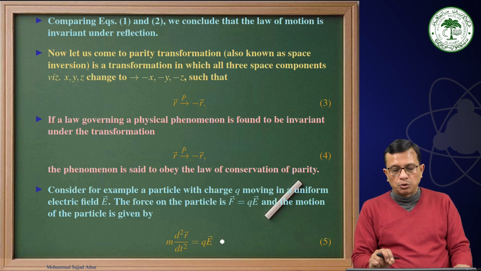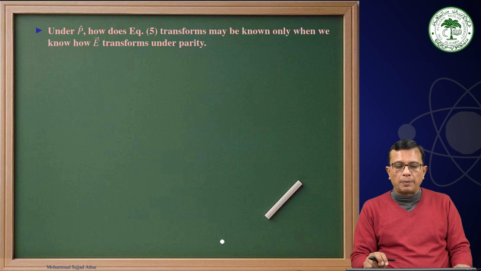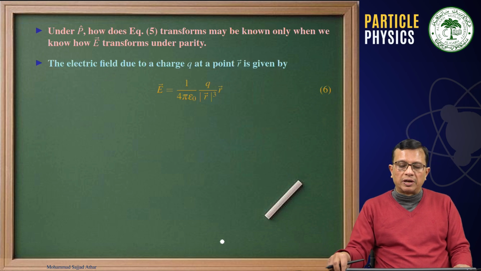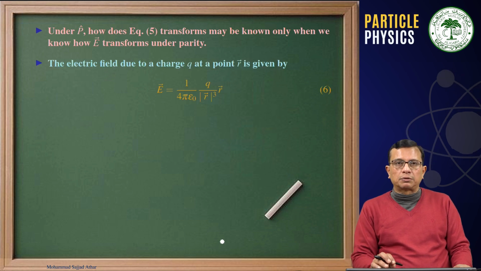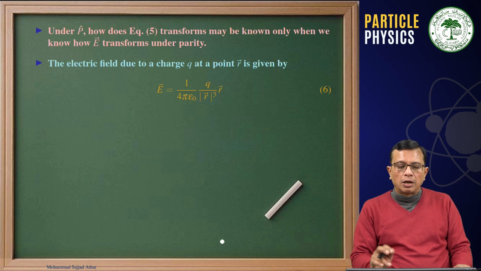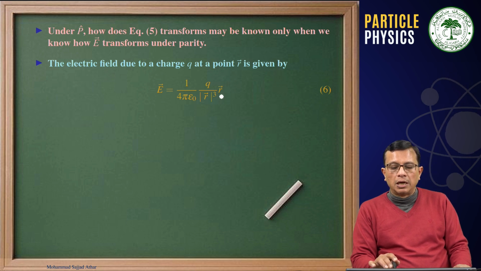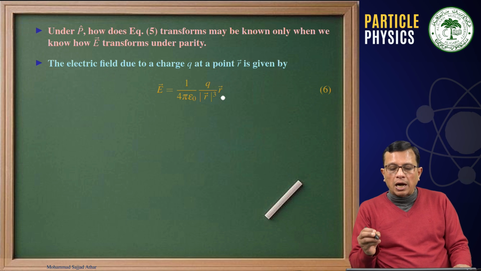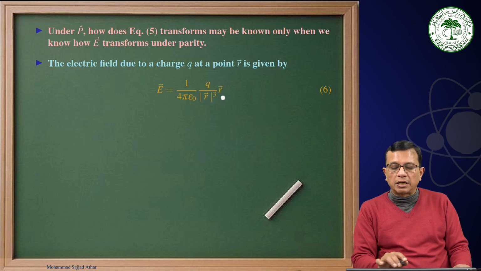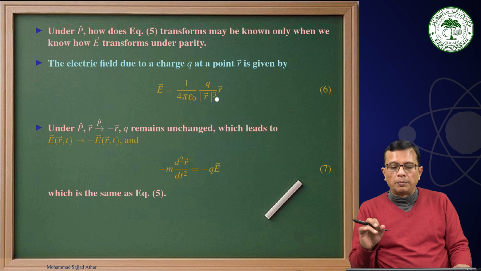Now let us do the parity operation and see first how E transforms under parity operation. Now, the electric field due to charge q at point r is given by E is equal to 1 by 4 pi epsilon naught, q by r cube times r. Now, when we are talking about r going to minus r, nothing will happen with q. Nothing will happen with the denominator because it is mod. Therefore, E will change to minus E.